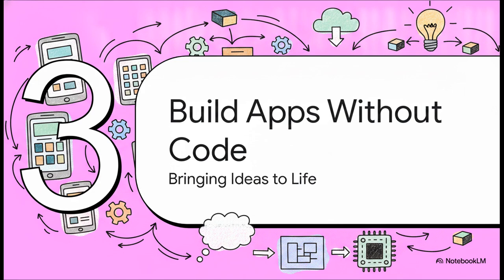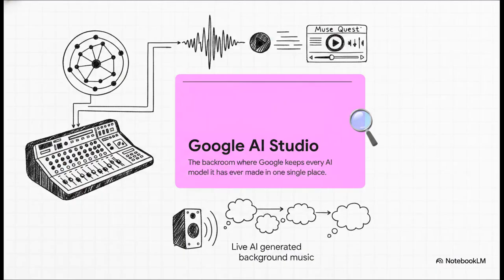Section 3. Build apps without code, bringing ideas to life. Let's move to our next lifecycle stage and see how this all builds together. Now that we have our ideas, it's time to actually construct them. You can think of Google AI Studio as the ultimate master control room. Get a load of this. By typing just a single paragraph prompt, it built MuseQuest, which is a fully functioning Spotify clone.